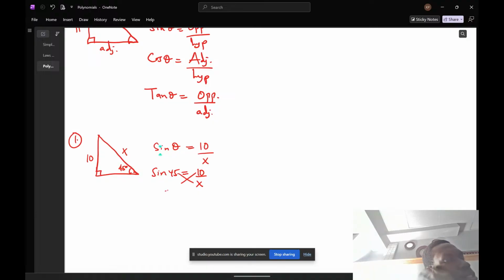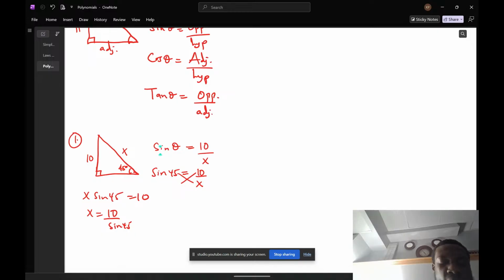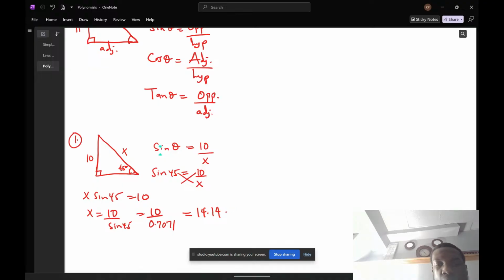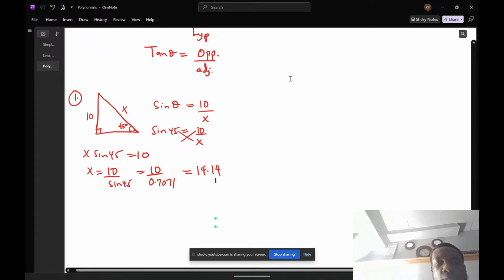So let's cross multiply. So x sine 45 is equals to 10. So x is equals to 10 divided by sine 45. And sine 45, I believe, is root 2 over 2. So that's 10 divided by 0.7071, which gives us 14.14. Okay, so let's try another one.